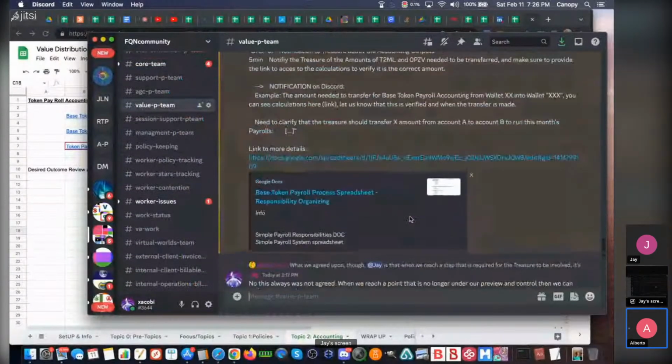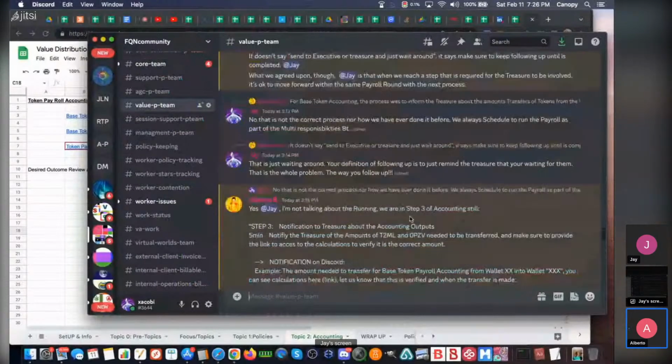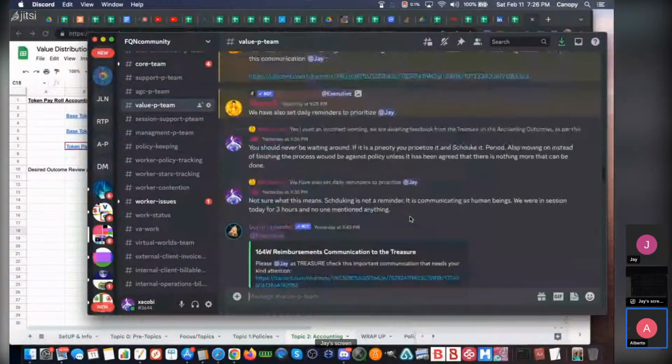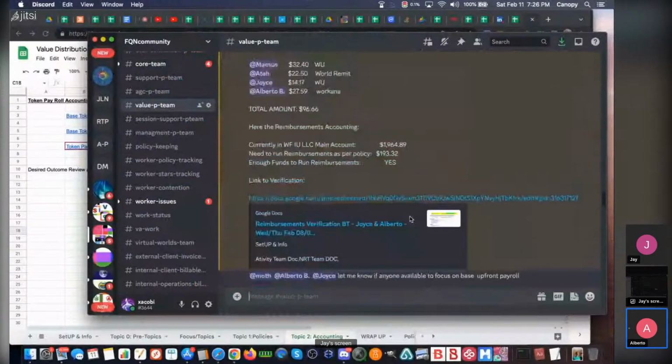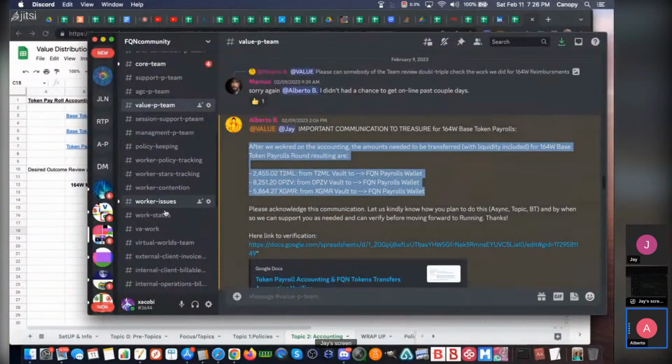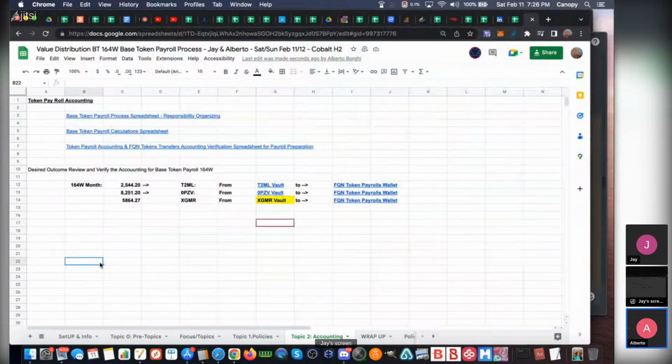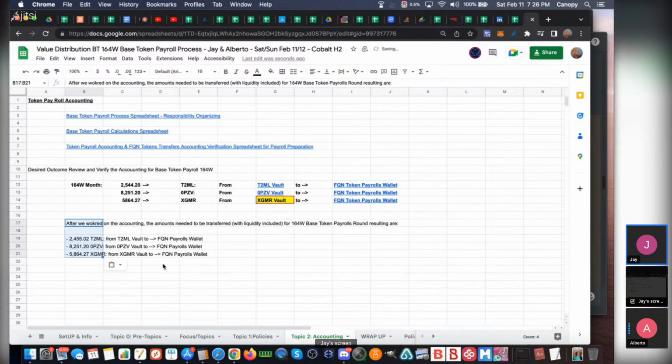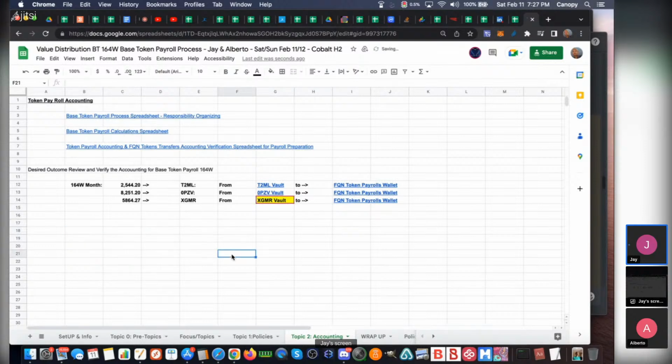So the transfers that we need to do are here. Here are the transfer J. 912. I didn't check in the blockchain yet the XGMR vault. I think I have it somewhere. I don't understand, from where do we keep the XGMR? What is the T2ML vault, and what is the OPCV vault, and what is the XGMR?